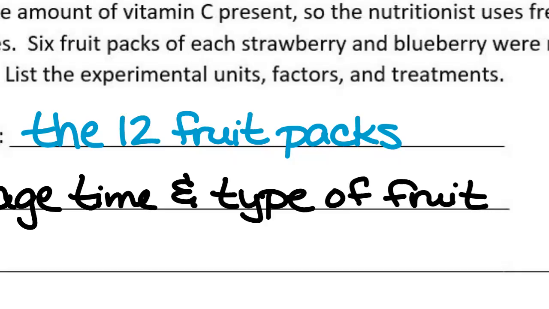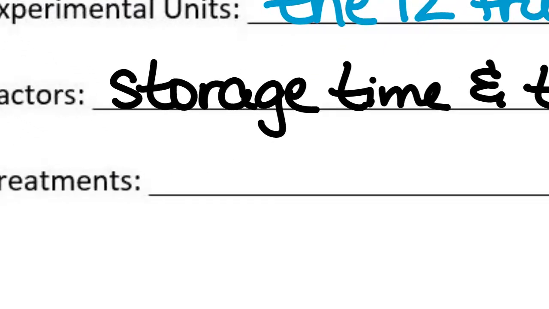What are the treatments? Well, everything is freeze-dried. Amount of time that's in storage. So what are the options for amount of time that they're in storage? 6, 12, and 18 months. So there's another difference between these two, though, other than just 6, 12, and 18 months. It's the type of fruit. The amount of vitamin C would be the response variable. That's what we're going to measure at the end.